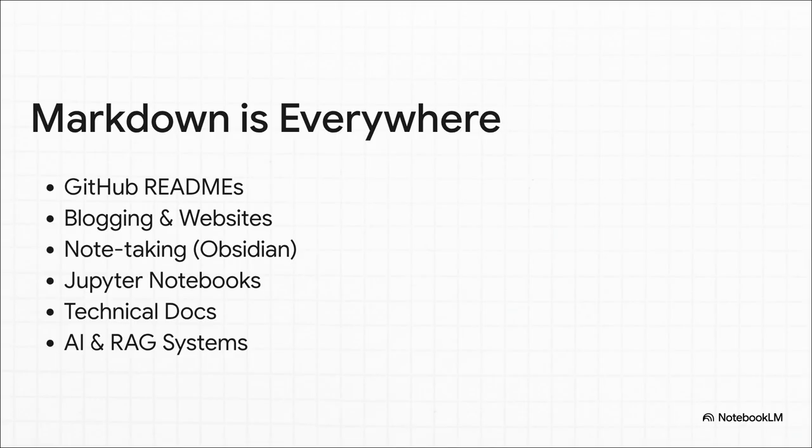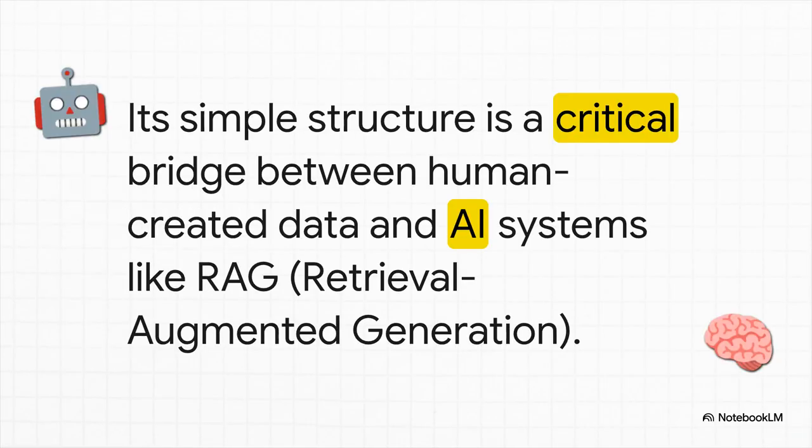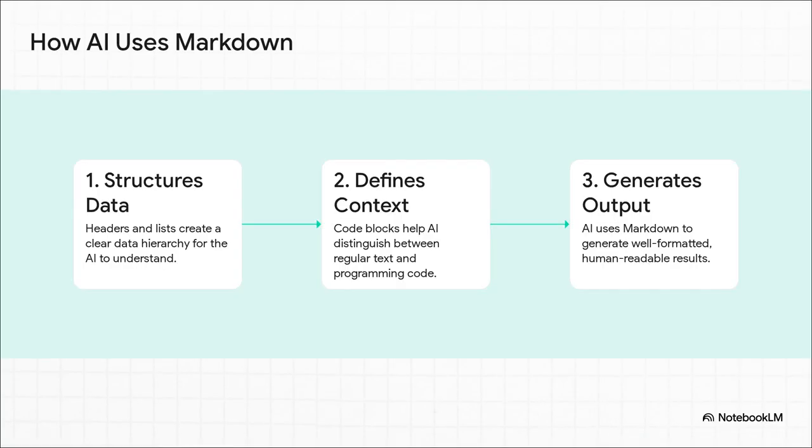But its most surprising role? It's in AI. No, you heard that right. This super simple language plays a really critical role in some of the most advanced tech we have today. Specifically, in systems that use what's called Retrieval-Augmented Generation, or RAG for short. So how does this work? Well, it breaks down into three easy steps.